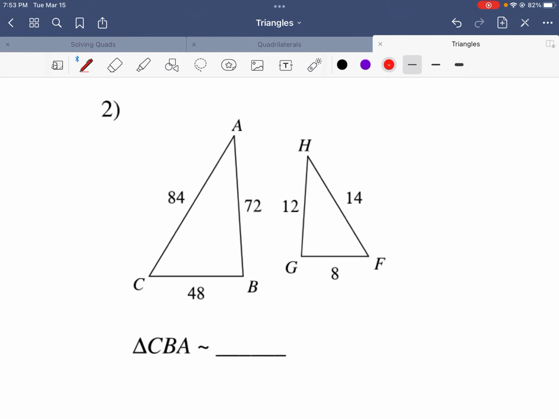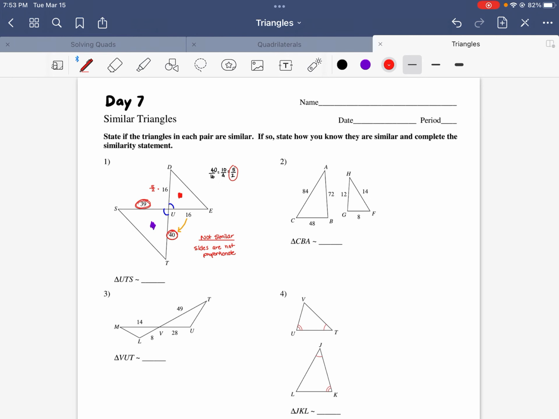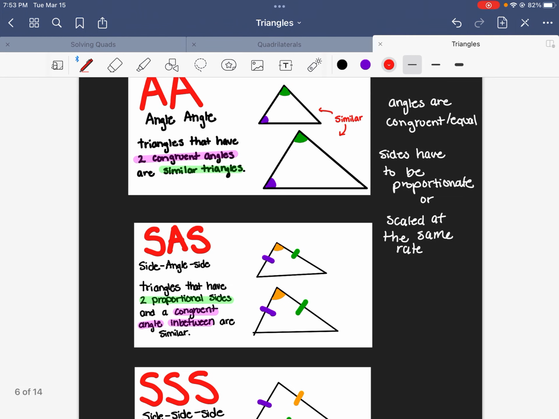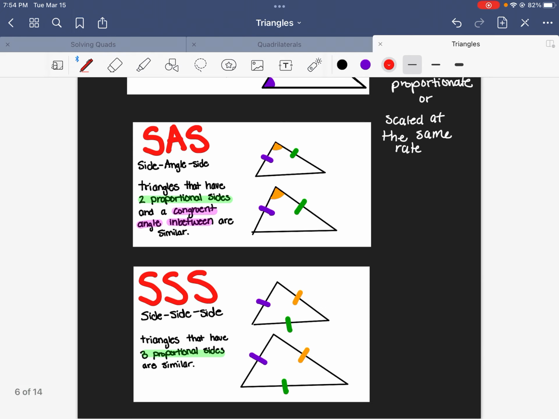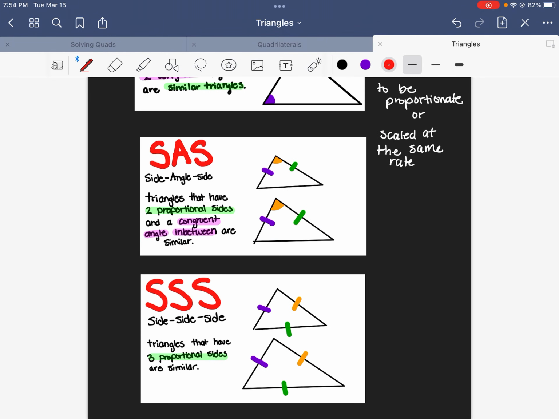Let's look at this one. So right off the bat, I can see that I have a lot of side info, okay, and I don't have any angles. So I'm going to look at my flashcard. Angle, can't use that one. Side, I can't use that one either. I have no information about angles. So the one I'm kind of depending on right now is the side theorem, because I have a lot of information about sides.